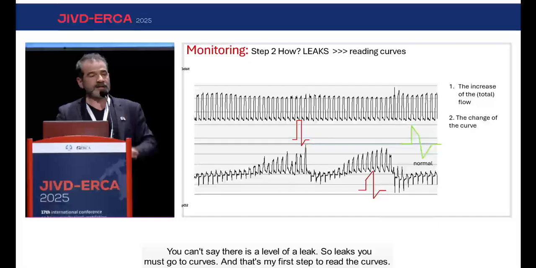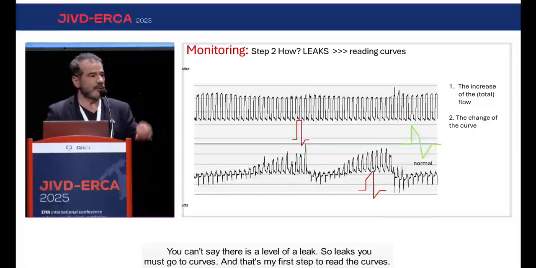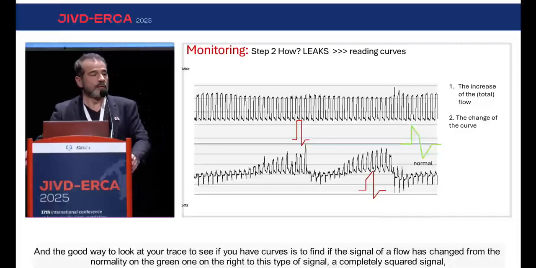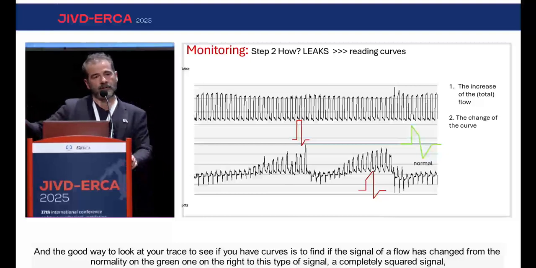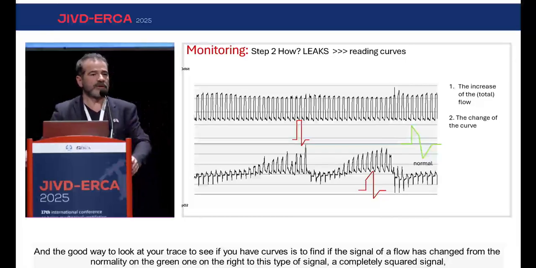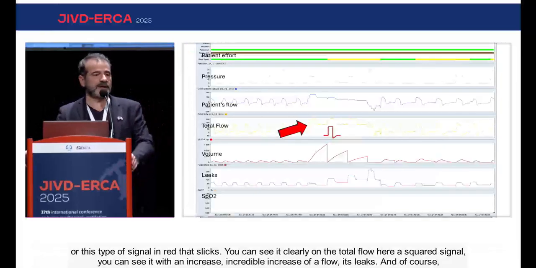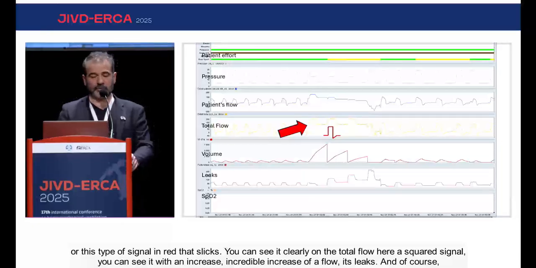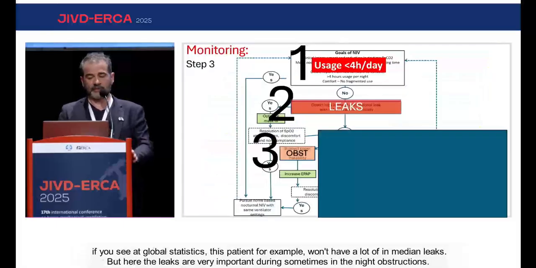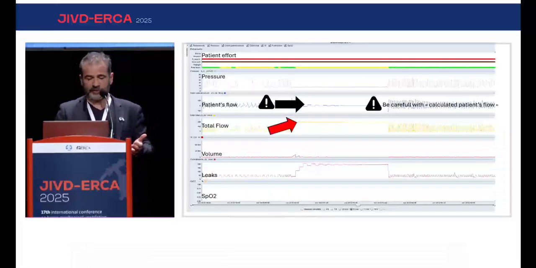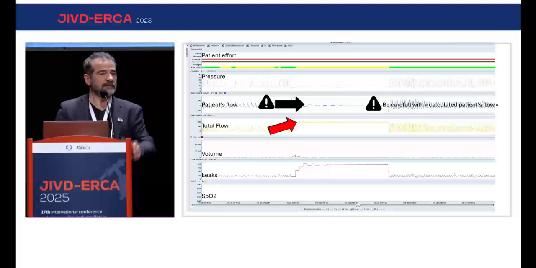So for leaks, you must go to the curves. And that's my first step, to read the curves. The good way to look at your trace to see if you have leaks is to find whether the flow signal has changed from the normal, the green one on the right, to this type of signal, a completely squared signal, or this type of signal in red. That's leaks. You can see it clearly on the total flow here, a squared signal, with an incredible increase of the flow. It's leaks. And of course, if you look at global statistics, this patient, for example, won't have a lot of median leaks, but here the leaks are very important sometimes in the night.